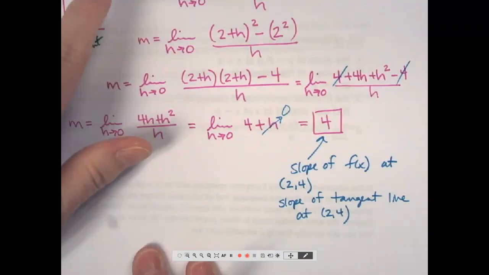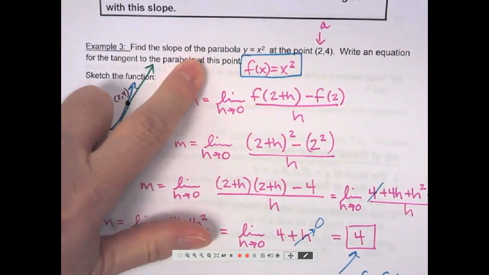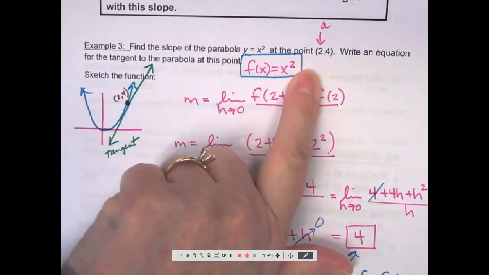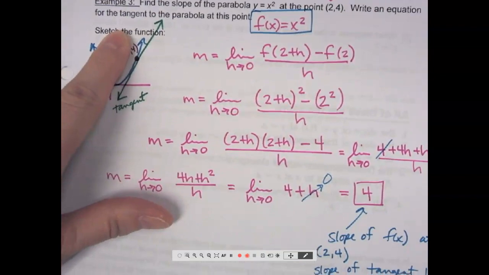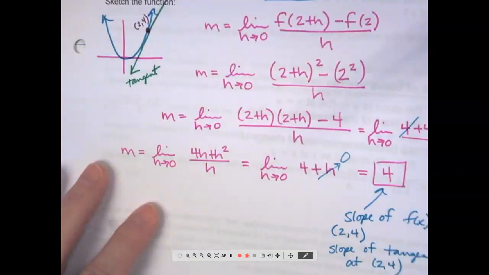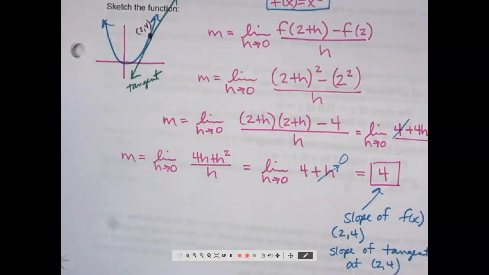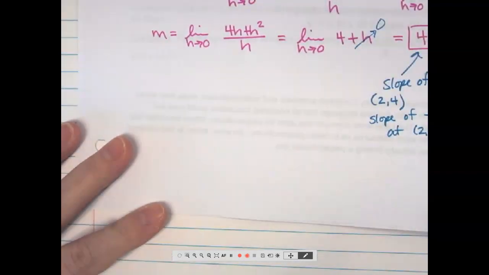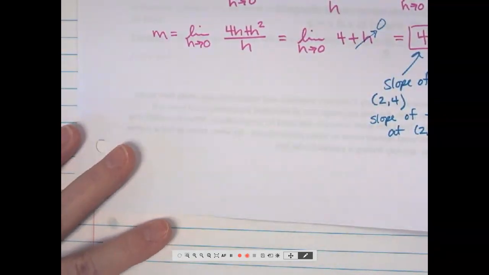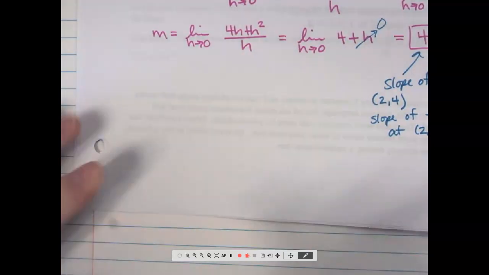Okay, so we did the first part. We found the slope of the parabola at that point 2, 4. Next, write an equation for that tangent line. Okay, so here's my tangent line. I now know that it has a slope of 4. How do I write an equation of a line? y equals mx plus b. Do I know where that's going to cross the y-axis? No. Okay, I'm going to introduce to you, you've probably seen it before, I know my people did in pre-calc, point slope form. It is going to be our best friend.